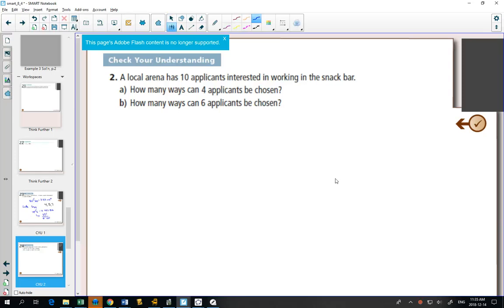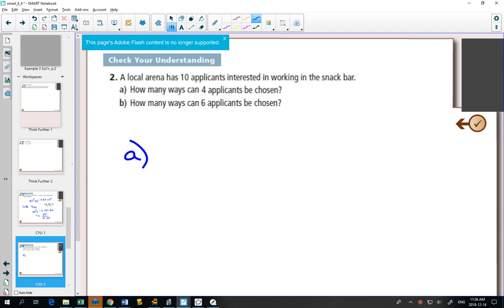A local arena has 10 applicants interested in working in the snack bar. How many ways can 4 applicants be chosen? Well, does order matter? If they hire 4 people and say, oh, we don't like the 4 we hired, so we're going to hire the same 4 people in a different order? No, order does not matter.